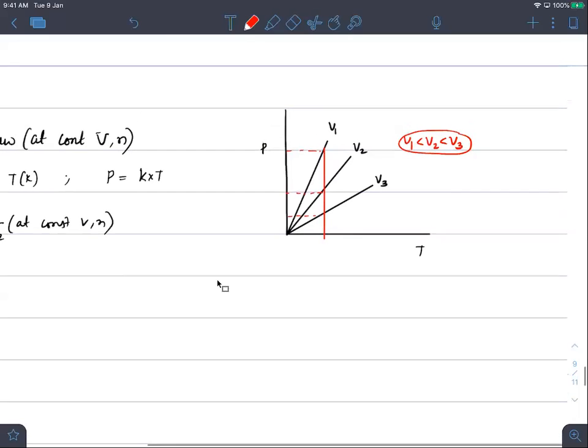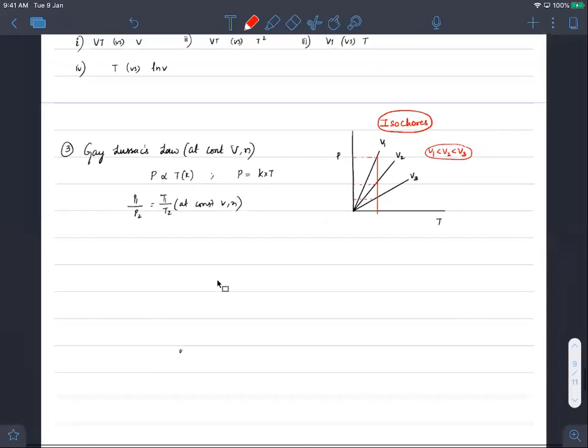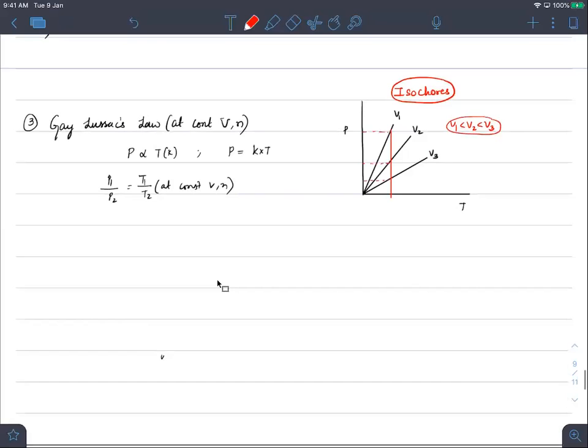Now we call them isothermal, isobaric. This is called isocores. So three types of graphs: isobars, isotherms, and isocores. Cores means constant volume, bars means constant pressure, therm means constant temperature. This is how the graphs look like. Okay.